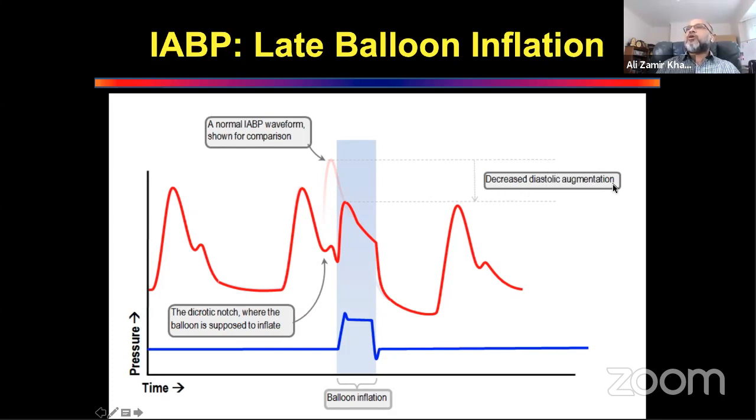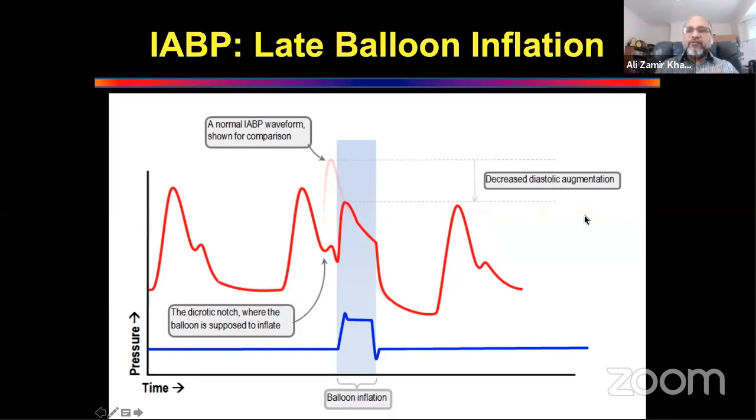The diastolic augmentation which you were expecting to get in a normal IABP, see the normal tracing, look up here, this is the normal tracing. But if you inflate it too late in the cycle, the diastolic augmentation is hardly anything. You've lost this diastolic augmentation. The moment you lose the diastolic augmentation, what is lost? Coronary perfusion is lost. The benefit of increasing coronary perfusion is lost. So this is the answer.